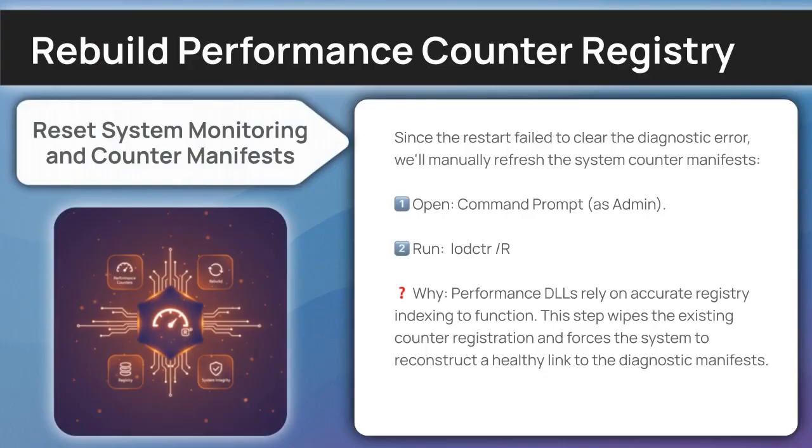Since the restart failed to clear the diagnostic error, we'll manually refresh the system counter manifests. First, open Command Prompt as admin. Second, you're going to type lodctr /r, then hit enter. Why are we doing this? Well, performance DLLs rely on accurate registry indexing to function. This step wipes the existing counter registration and forces the system to reconstruct a healthy link to the diagnostic manifests.